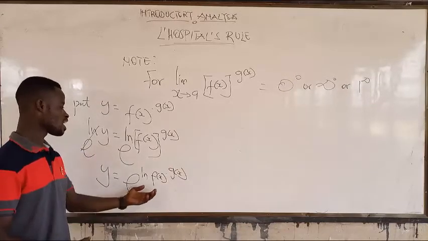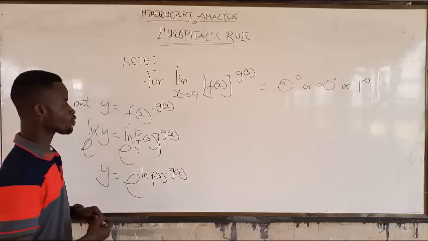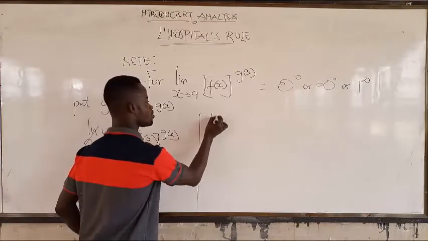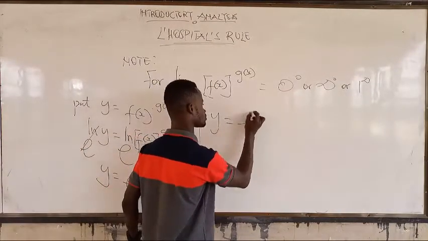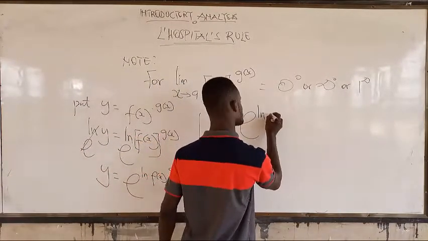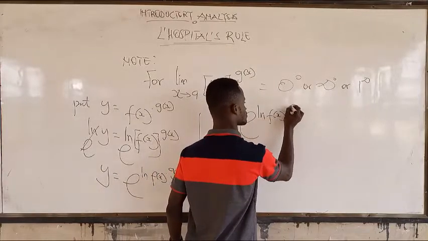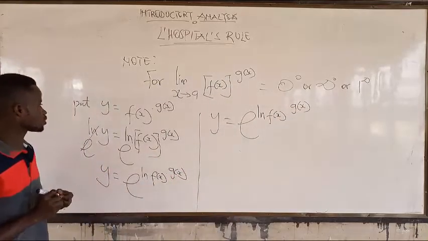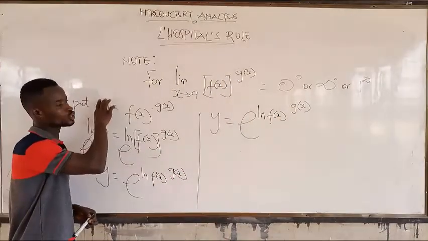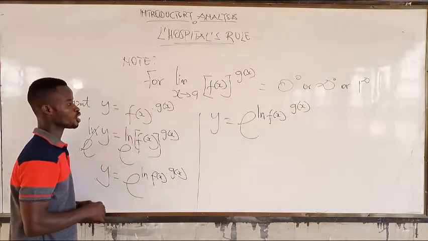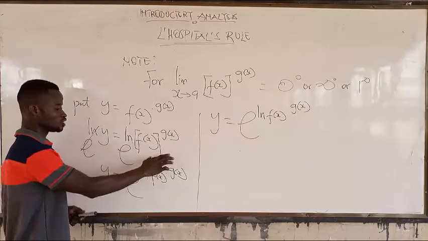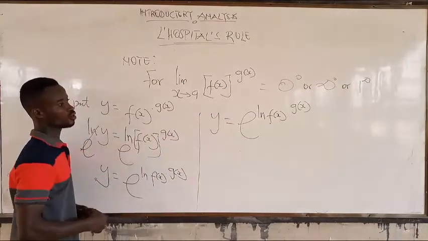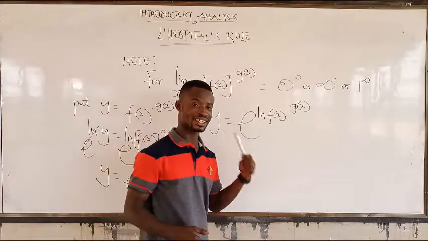And now, having this, you know from your algebra, please, I hope you are watching. It's interesting. Let me repeat this part. The first thing is to put y equal to the function you have. Then take the natural log of both sides, and here is what you are going to get. Now, here is where we are.